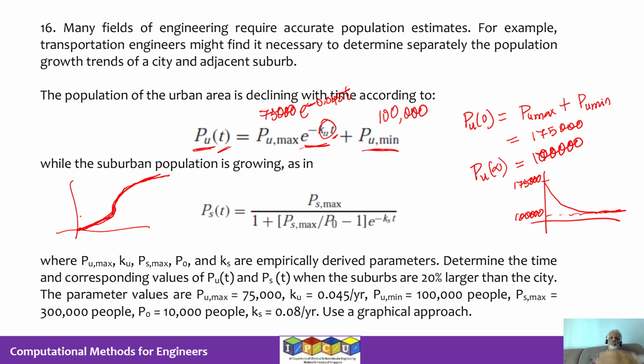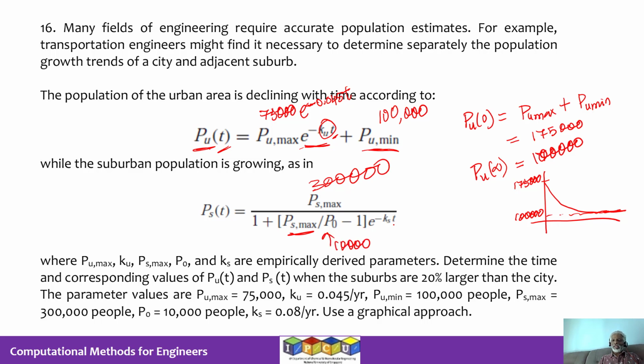It may not be as pronounced as this, but you will have this kind of S shape. This is the S-shaped growth. If you dive into it, PS max is given to be 300,000. P naught is given to be 10,000 people. And KS is 0.08, and t is time. So this is how the population in suburban areas changes with time.